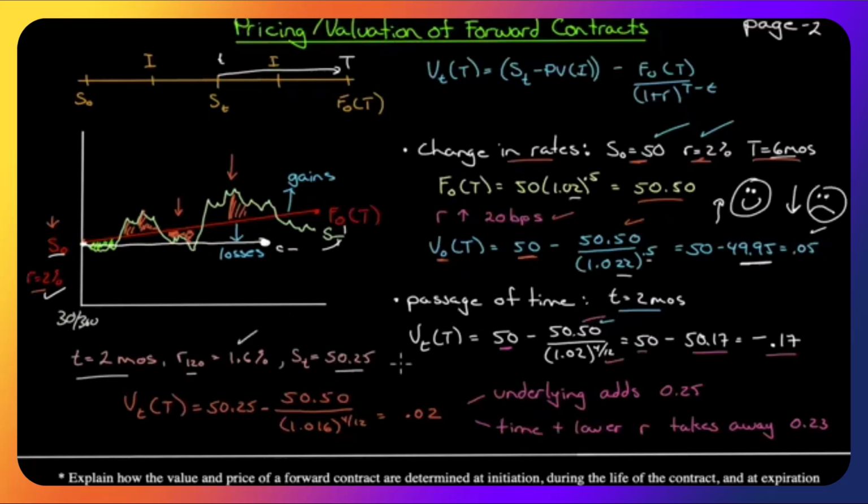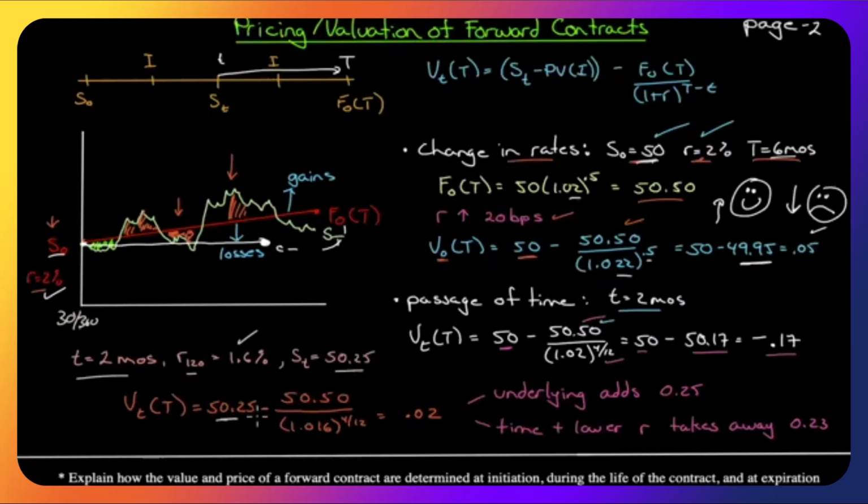So the underlying price went up. And this is what a lot of futures traders, when they first begin, don't quite understand. When I entered the futures contract, the underlying was $50. It's now 50.25. I should be making a lot of money. And they find out that sometimes they're still losing money because they haven't overcome the change in interest rates and the passage of time. Let's see what happens here.